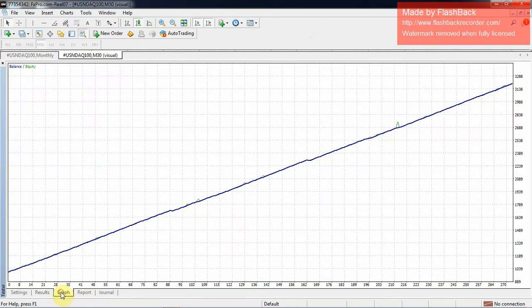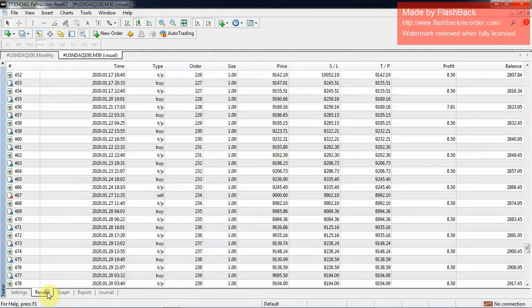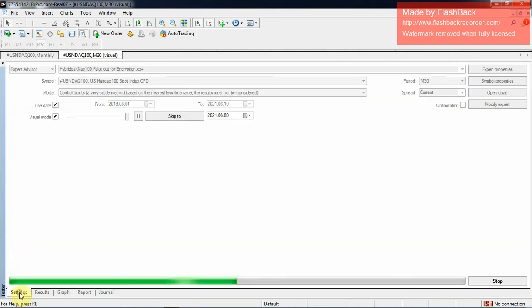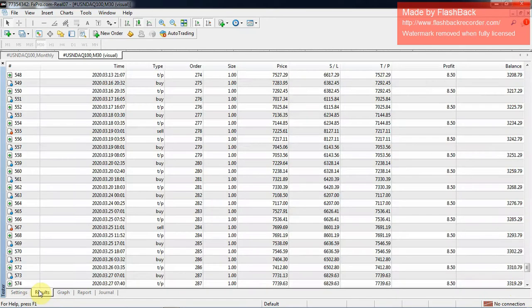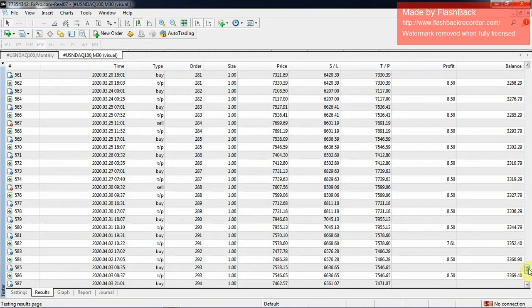Okay, let's check the graph. Excuse me, I've got a cold. Okay, so we are up 3,251. Yeah, 3,000. That's progress there. Almost 3.5k. Let's see the results. The results are still coming in.